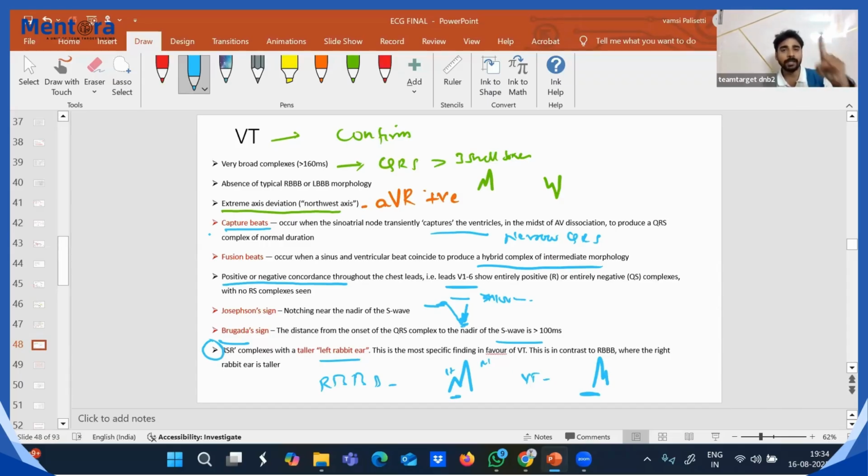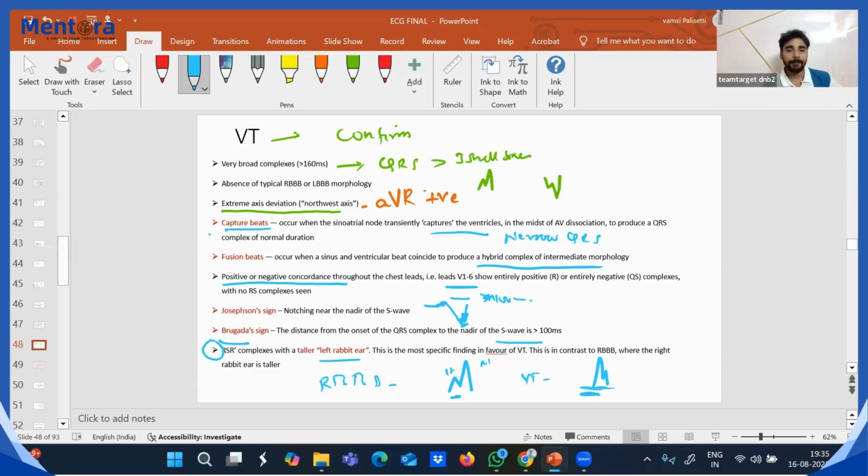How do you confirm it as a VT? First thing, you have a wide QRS complex with no LBBB and no RBBB. Second is an extreme northwest axis that you can see as AVR positivity. Very important. Third comes positive concordance or negative concordance, that means from V1 to V6, the QRS complex should be either all positive or all negative. It should not be mixed. Then comes a capture beat: somewhere you will get some narrow complex. Or a fusion beat, where the narrow complex and wide complex fuse together. And another very specific sign, the left rabbit ear. That means in the RSR pattern, your left limb is taller than the right limb. That is very specific for VT.